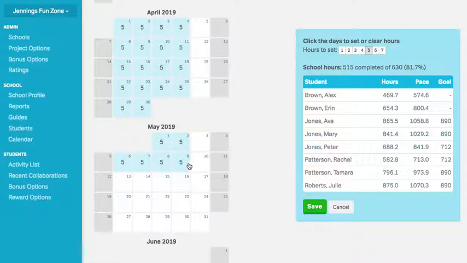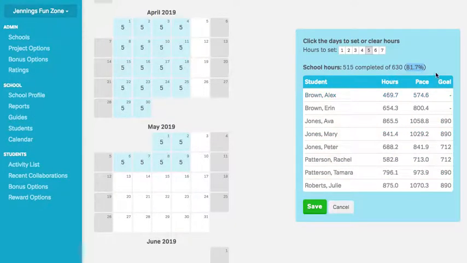This school, for instance, is planned to go through May 9th, which means the system can calculate that they're going to have a total of 630 school hours throughout the year, of which 515 are completed. So the system knows that they're 81.7% of the way through the school year. So with that 81.7%, we can look at the total number of hours that each student has, and this is the attendance plus the bonus hours, and we can divide by that 81.7%, and that tells us the pace of each student, or how many hours we're expecting them to get at the end of the school year.